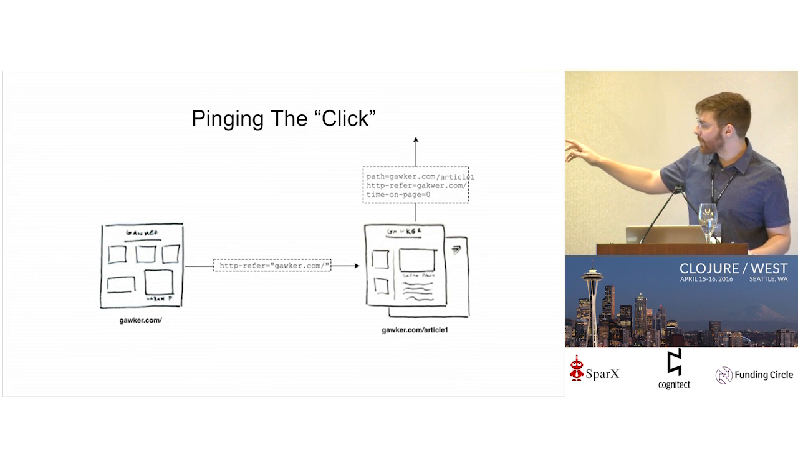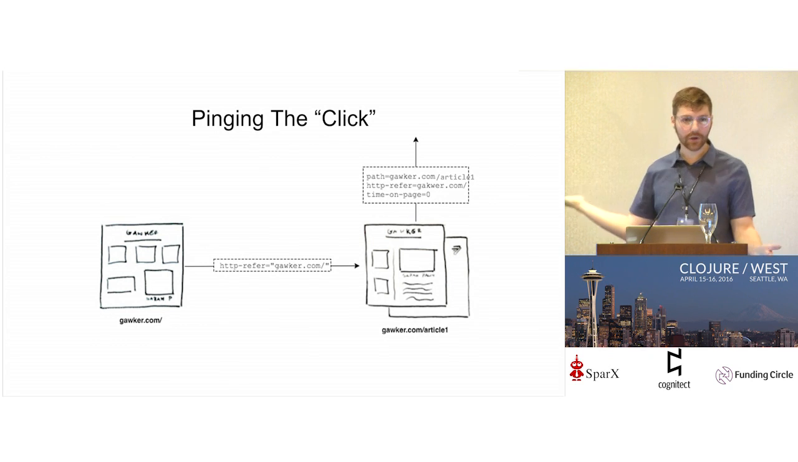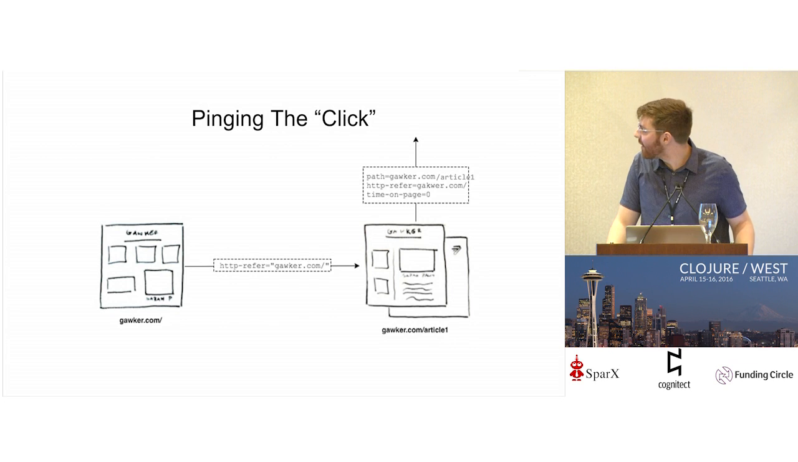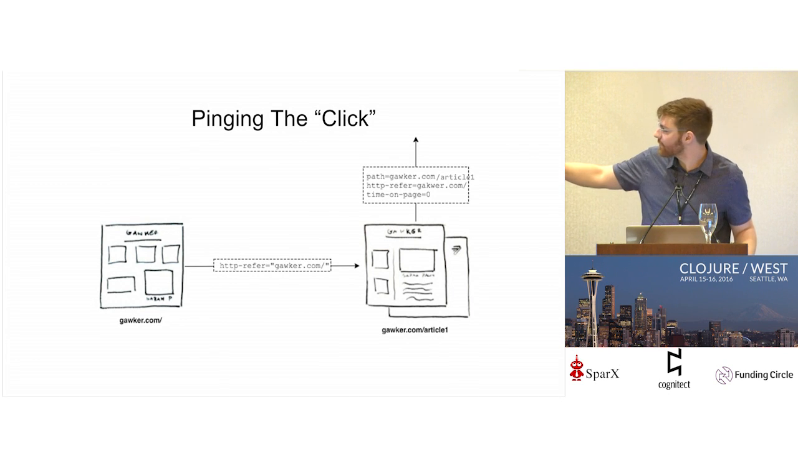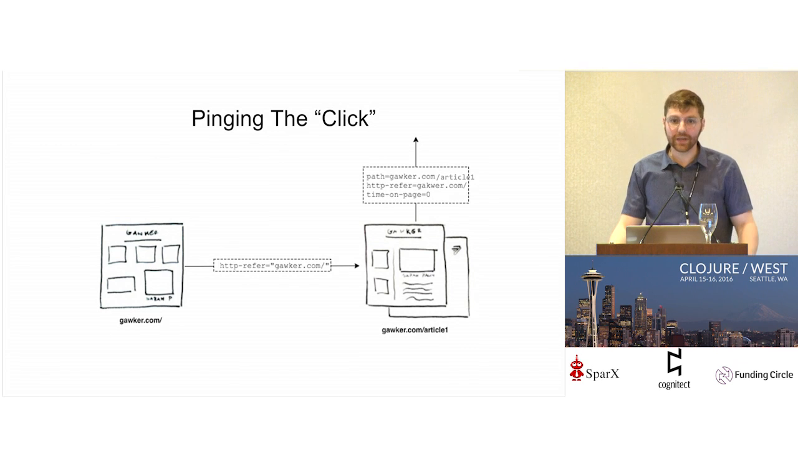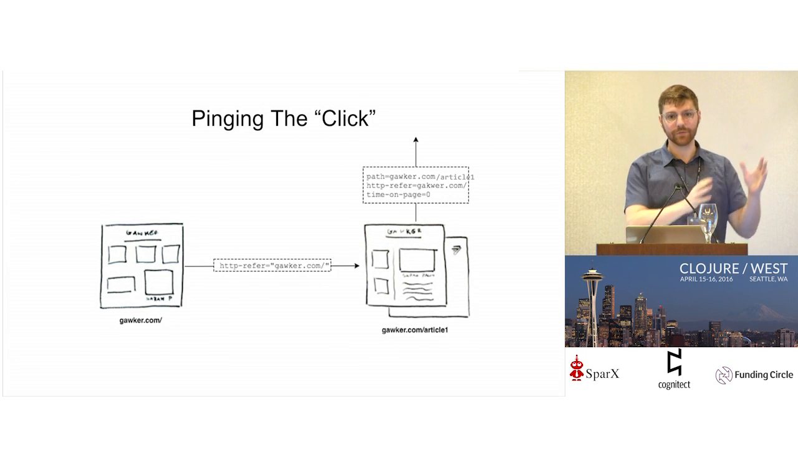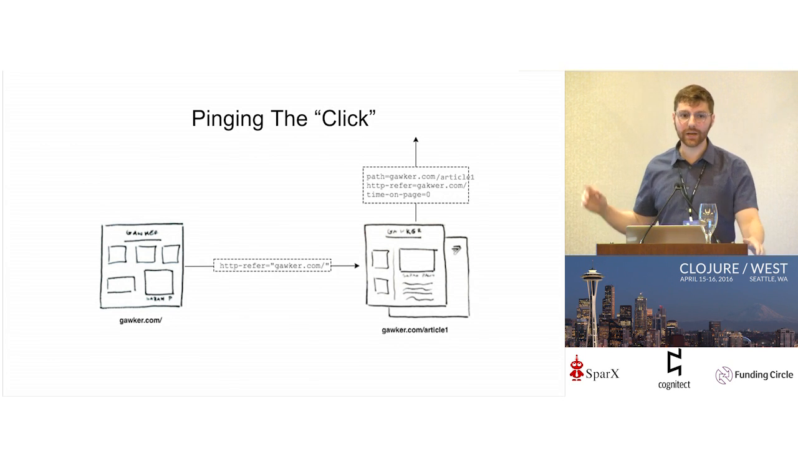When that happens, when a person goes from, say, Gawker.com's homepage to an article page, there's what we call an HTTP referer. It is spelled incorrectly in the spec. That is part of the HTTP spec with only one R. So if you look at this, you can use the HTTP referer to say, okay, we came from Gawker.com's homepage, and the current page is Gawker.com/article1. We can say there was some page movement between those two pages, and we can ping those both up.